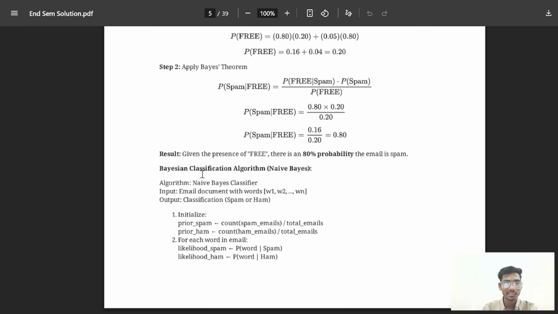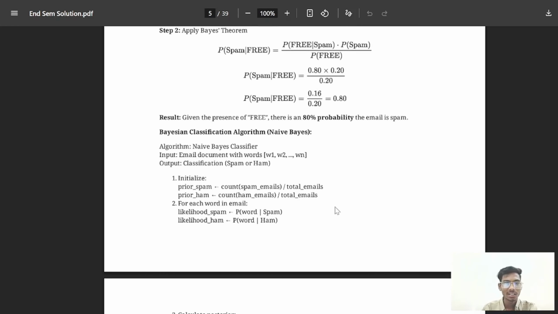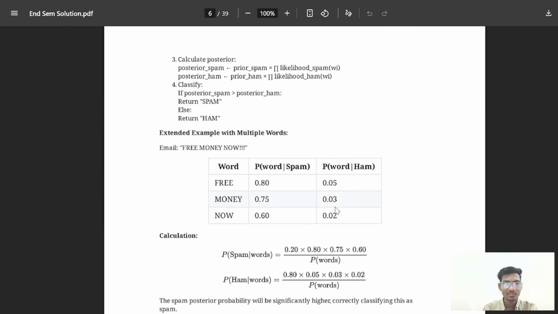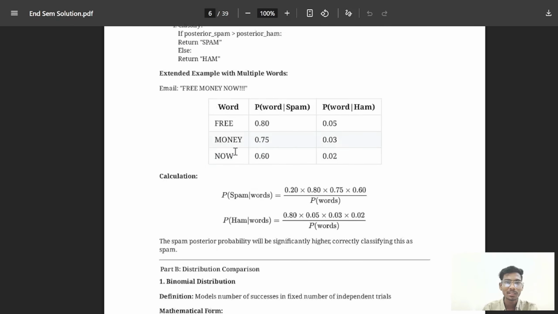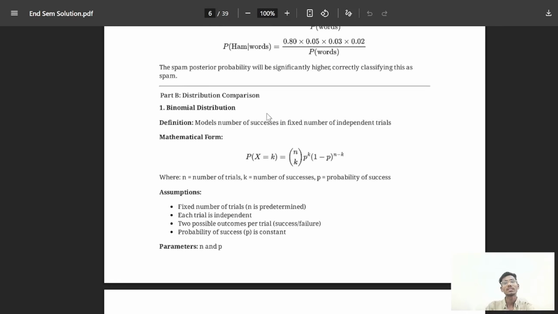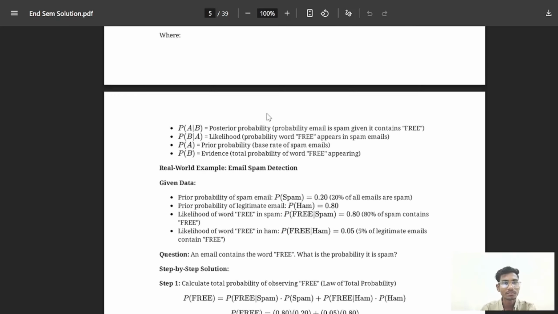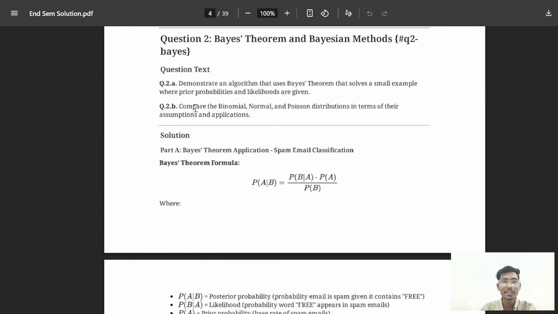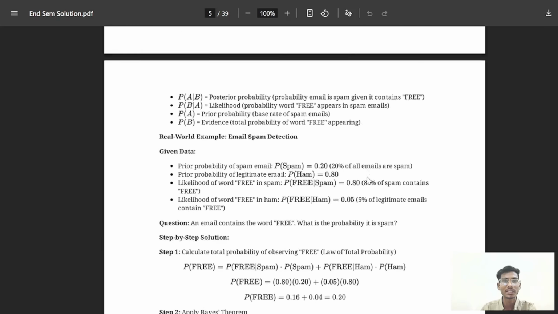Okay, Bayesian classification algorithm naive Bayes. This is not for our work. We can leave this one. Extended example, these all you can read. I will attach this one in the description. Okay, so the next question is, what is the next question? Compare the binomial, normal and Poisson distributions in terms of their assumptions and applications.